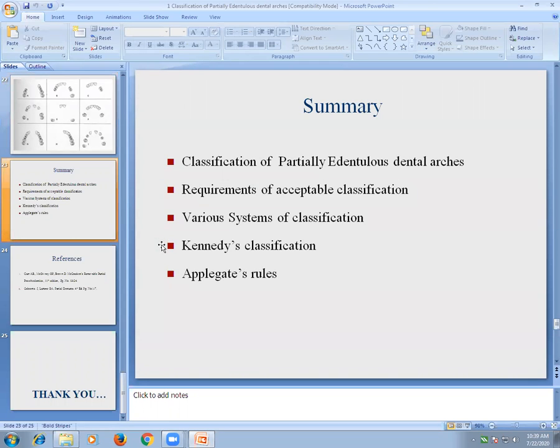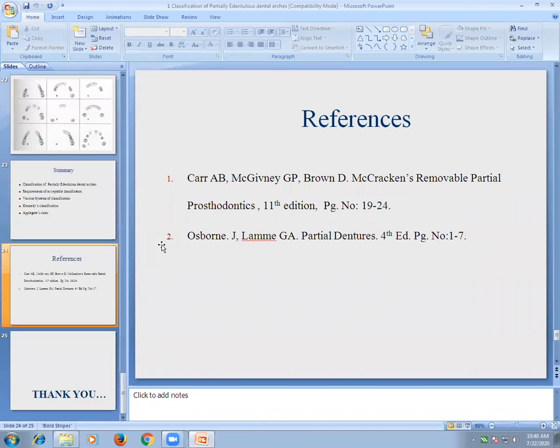Coming to the summary, we have seen the classification of partially edentulous arches, then the requirements of an acceptable classification. Then we saw various systems of classification, and the main important system, Kennedy's classification, in detail. Then we saw the most important part for the universal acceptance of Kennedy's classification, that is, Applegate's rules. There are eight rules, and we saw them one by one. This is the summary part, and here come the references.